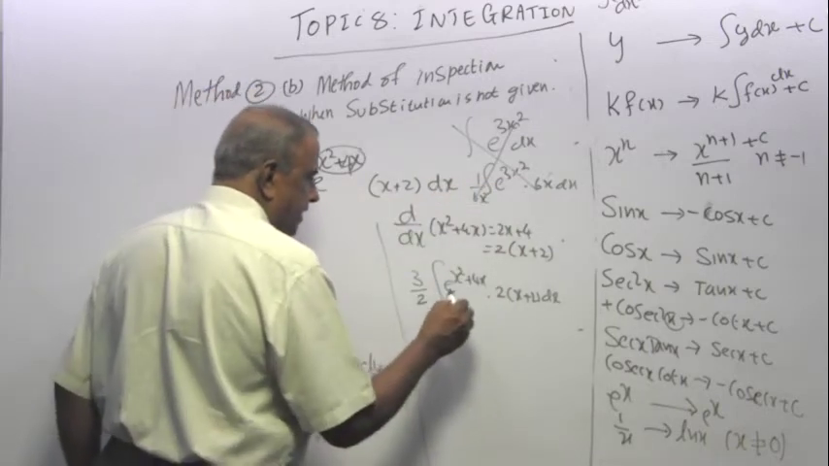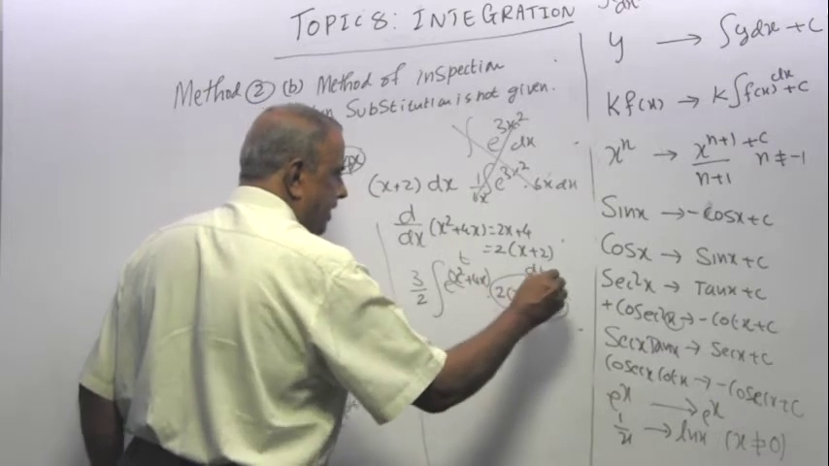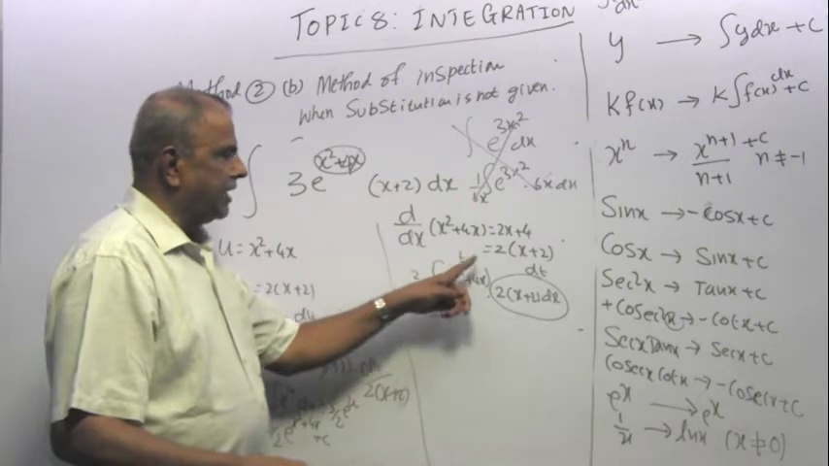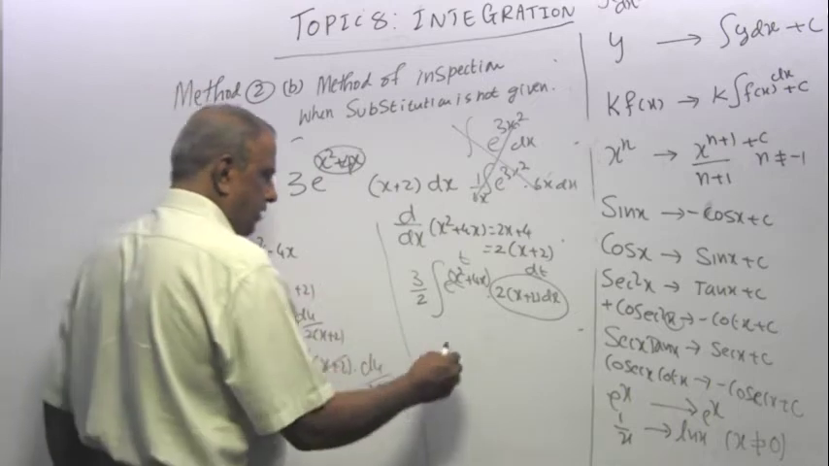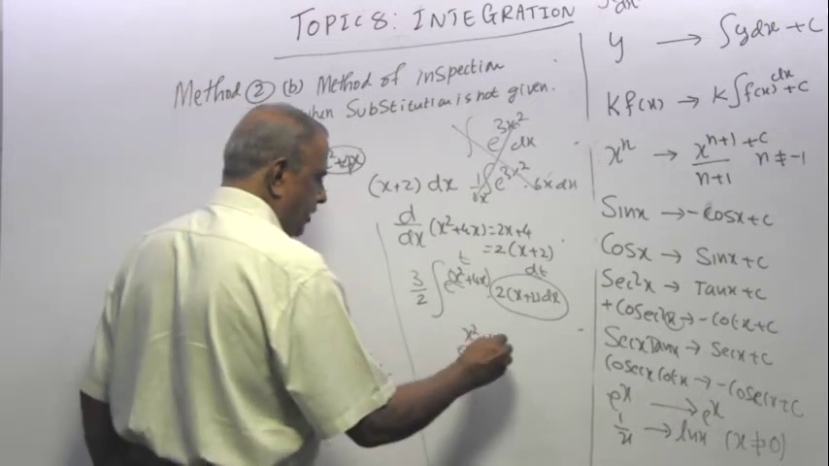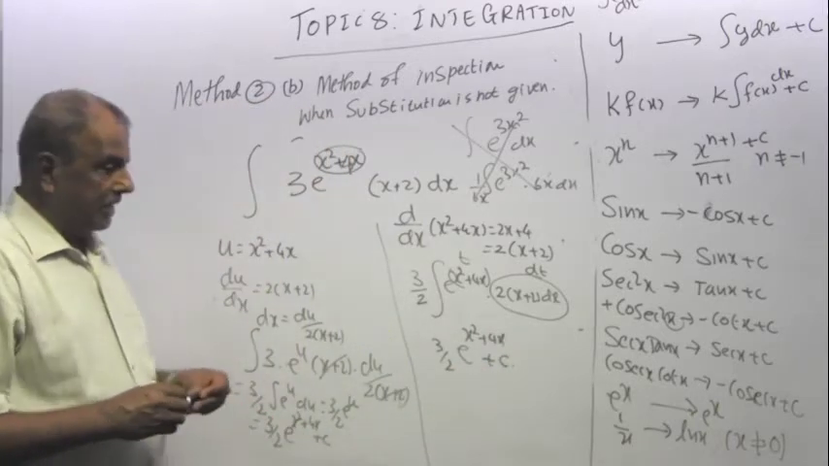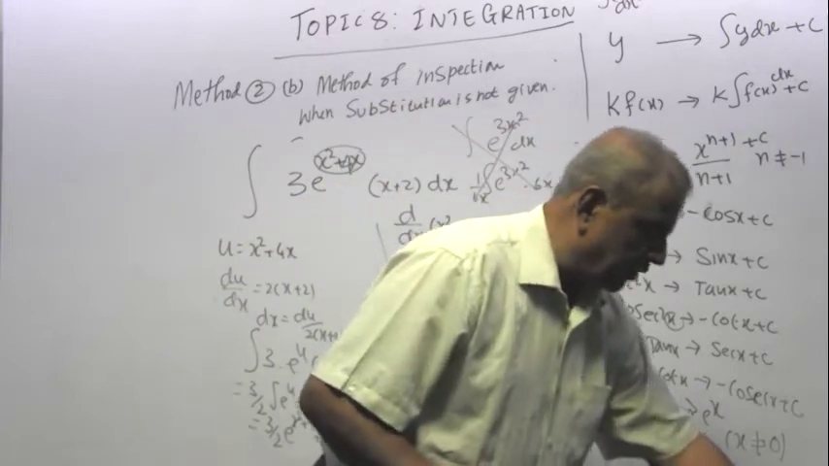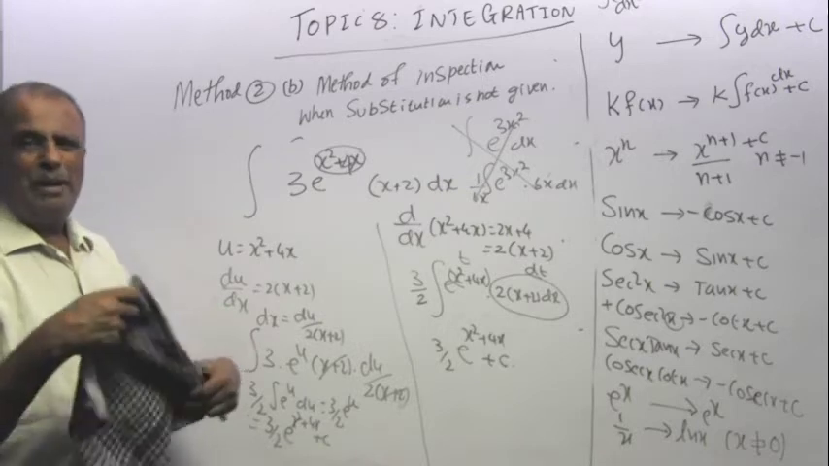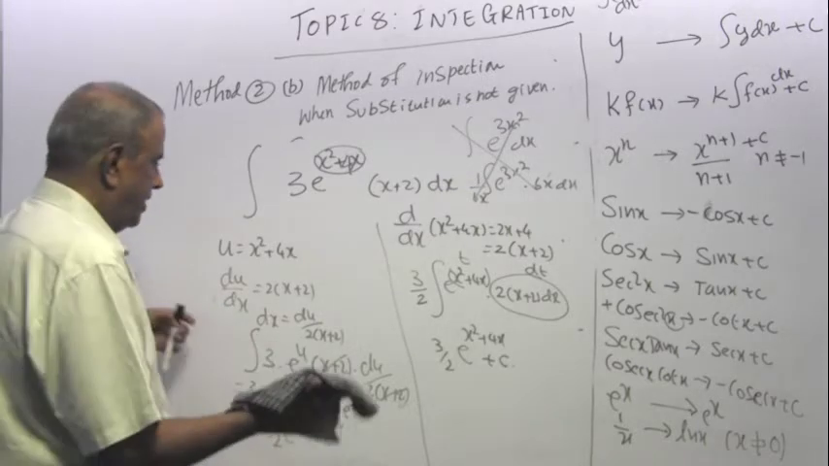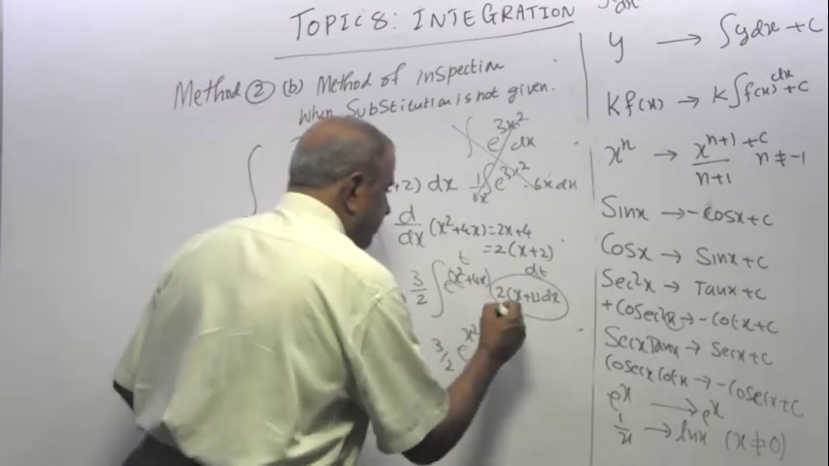Now mentally imagine this is t, the whole thing will be dt. Mentally you are integrating e power t dt. What does e power t give you? E power t. So e power x squared plus 4x gives you e power x squared plus 4x, 3 over 2, plus c. In other words, the method of inspection is the same as the method of substitution, but with a bit of a difference.